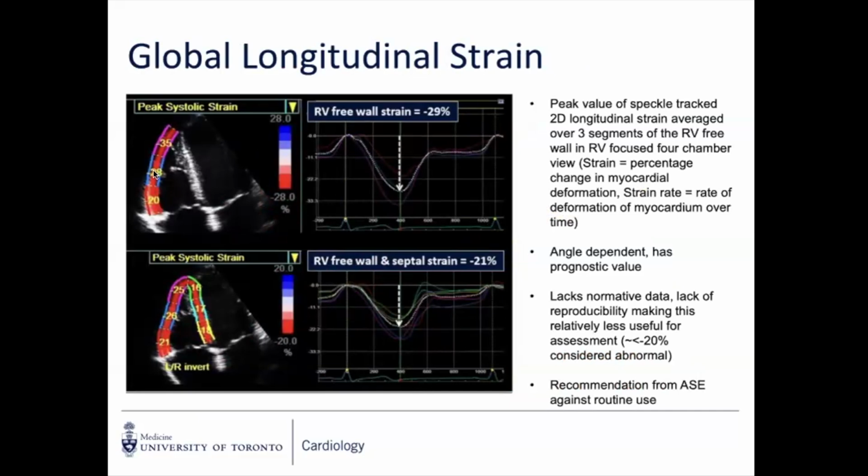And in this first image here, in the RV focused view, strain is going to be the percentage change in the myocardial deformation, and the strain rate is described as the deformation of the myocardium over a specific period of time. And so this is, again, angle dependent. It does have some prognostic value, but there's not much normative data. The general limits that I've seen described are anything less than negative 20% would be considered abnormal.